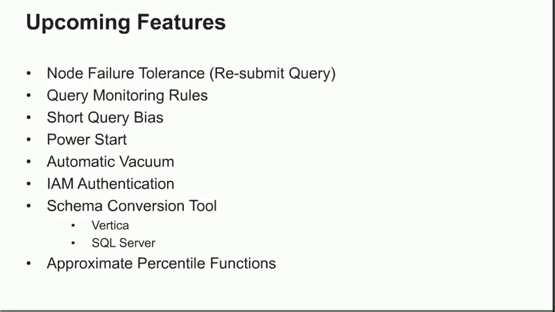The next is power start, which ties in with short query bias. Power start basically means that when a query begins executing, it will be given a whole bunch of resources in the system to get done and out of the way.